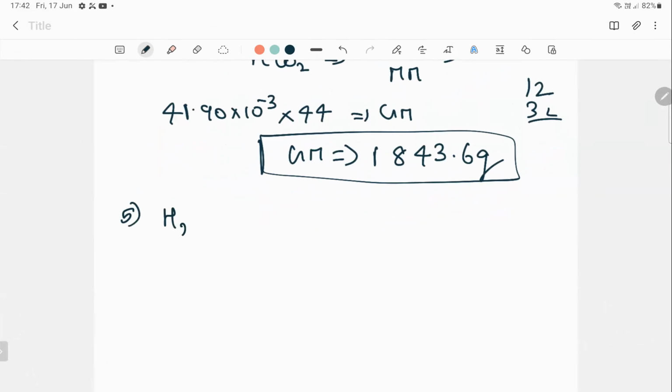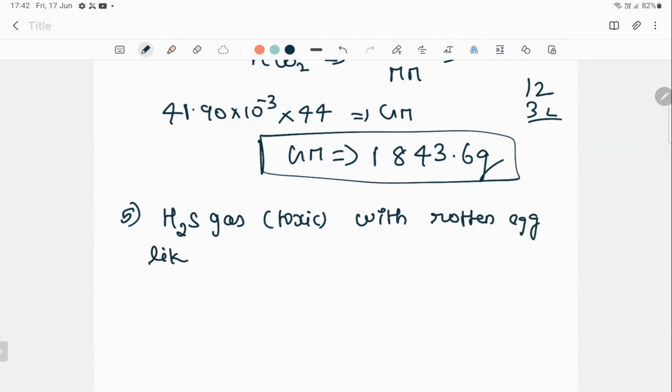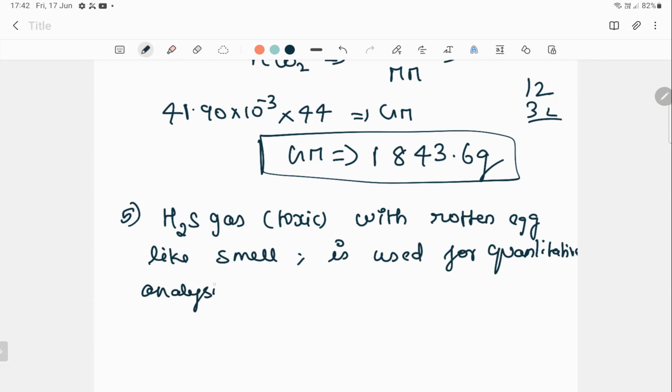H2S gas is toxic. See, simple one. But there is a small trick. The rotten egg smell is used for qualitative analysis. No, quantitative. There only the concentration will be there.